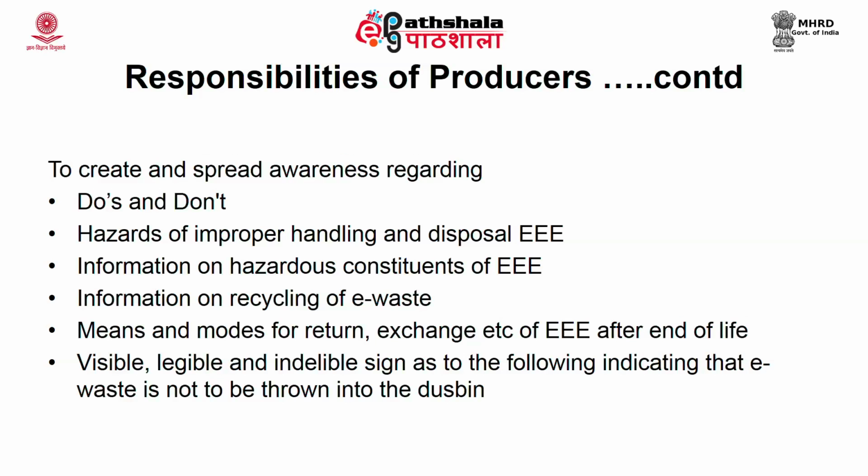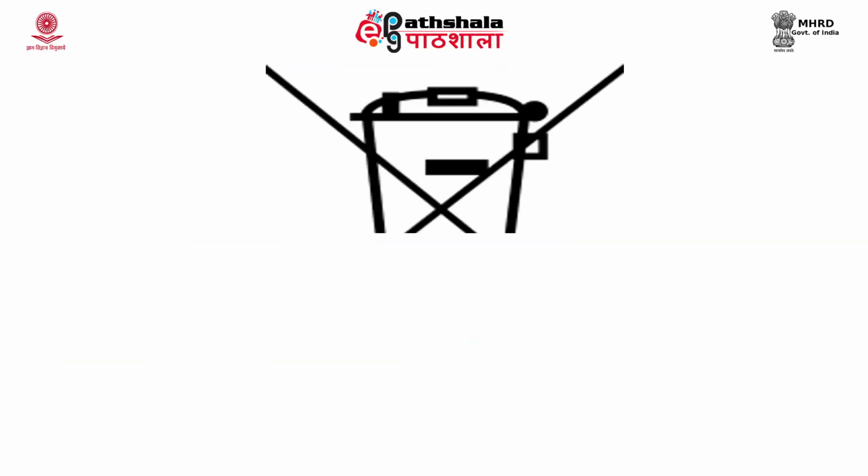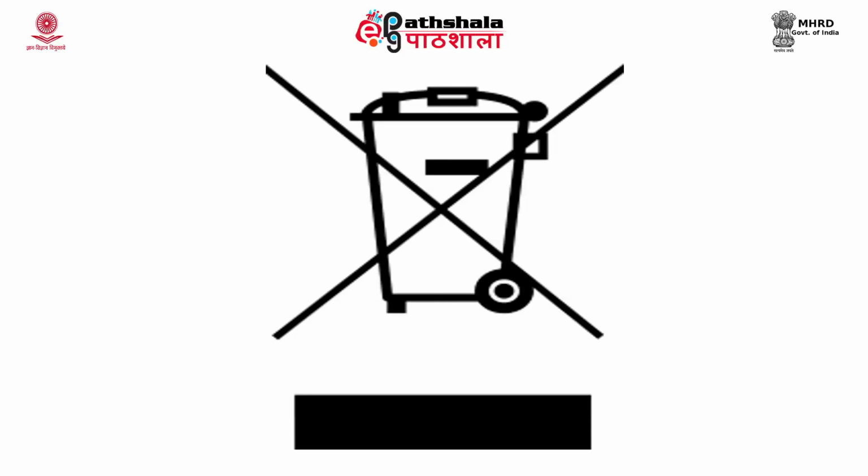And then there should be a visible, legible and indelible sign on the product itself, or maybe on the packing of that product, which indicates that this e-waste is not to be thrown into the dustbin. If you see this figure, this is what has to be there on the packing of the product, so that it becomes clear to the customer or consumer or bulk consumer that this e-waste is not to be thrown into the dustbin, and this is to be managed and handled in accordance with the rules of 2016.